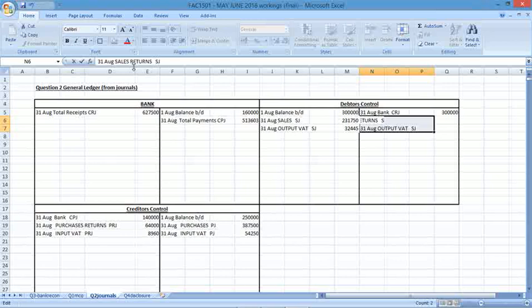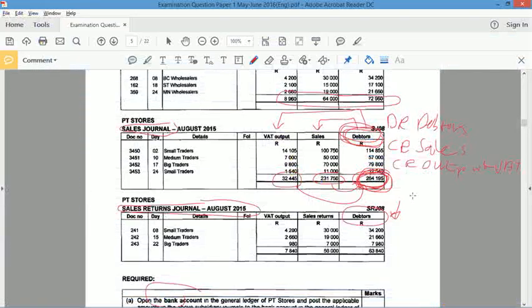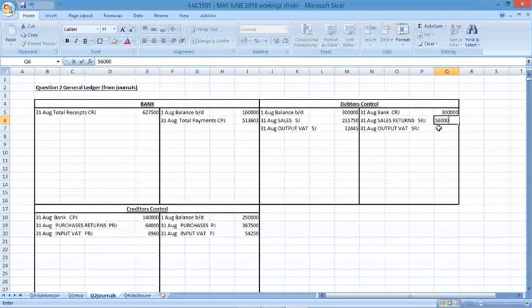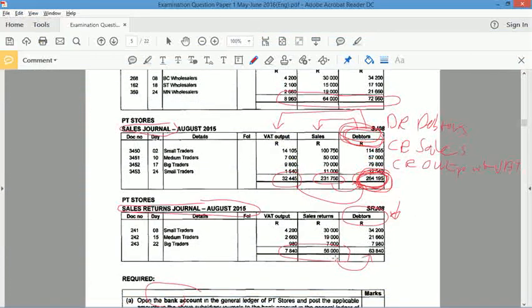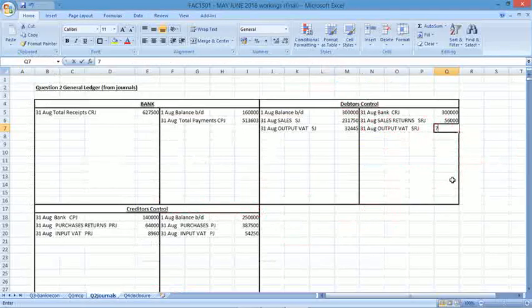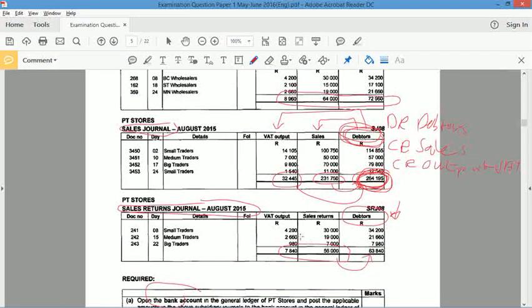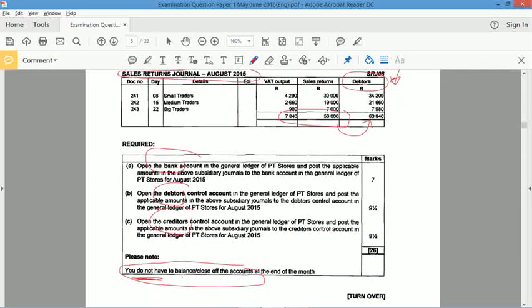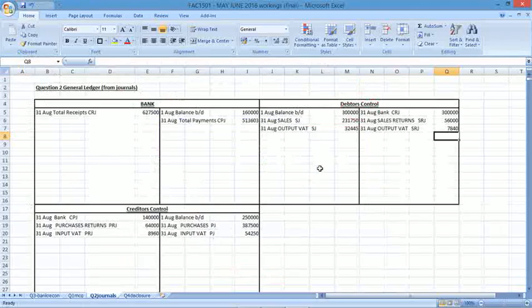from the sales returns journal, and output VAT is going to be reversed out from the sales returns journal. Those amounts are going to be added to get that total 63,840. 56,000 is the VAT exclusive, and 7,840 is the VAT output. And those are all the journals. They said don't balance or close off the account, so we don't have to go any further.